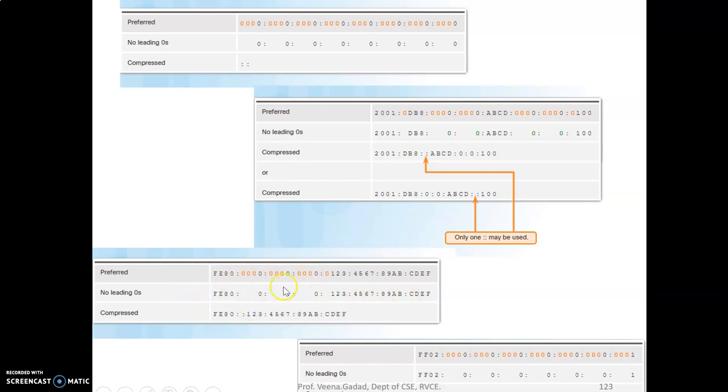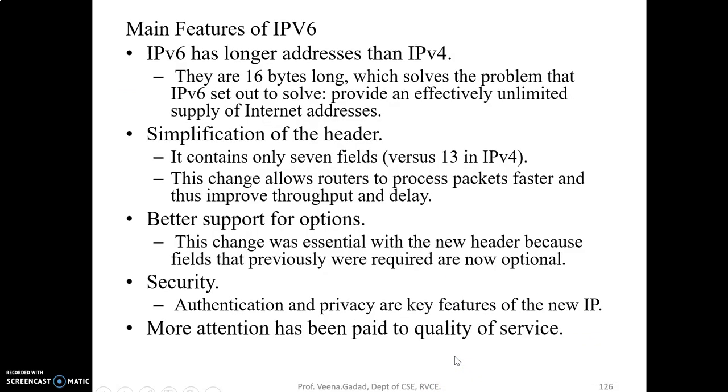Initially I eliminate all the leading zeros if there are any. Then I have something like this, FE80. I have 3 consecutive hexets as zeros. I just represent them with colon colon followed by the number. Similarly, this, right? Okay. Now, if you look at the main features of IPv6, obviously it has a longer address than IPv4.